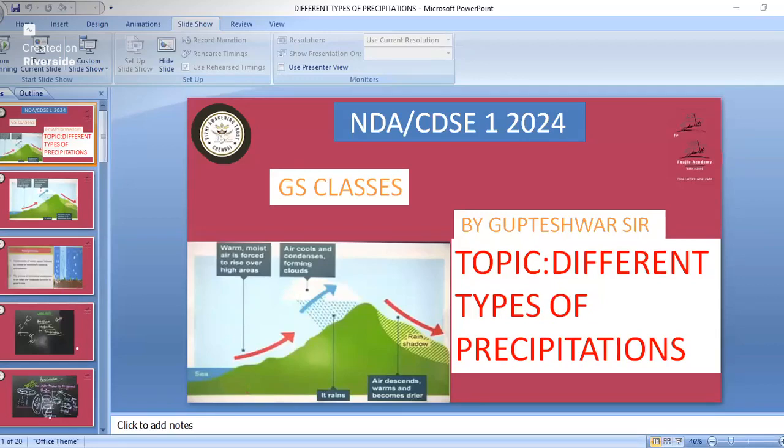Then what is meant by dew? In the previous diagram we saw that dew is near the ground surface only. So what is dew? First we will see the conditions. For the occurrence of dew, we should have a clear sky, high relative humidity, and a cold and long night.